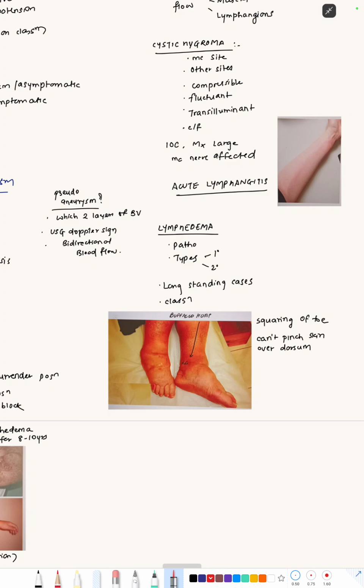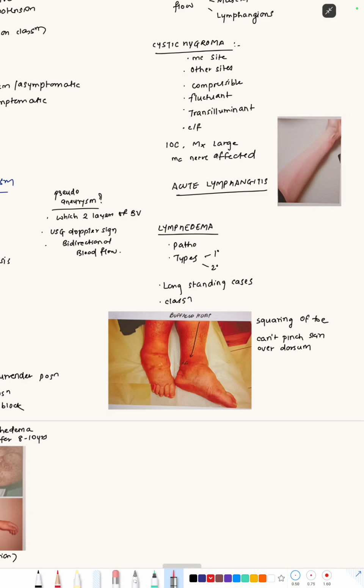In the Brunner's classification, the stages are 0, 1, 2, 3. In 0, there is excess interstitial fluid production, which is subclinical or latent. In 1, there is a pitting edema. In 2, there is non-pitting edema. And in 3, the edema is associated with irreversible skin changes.